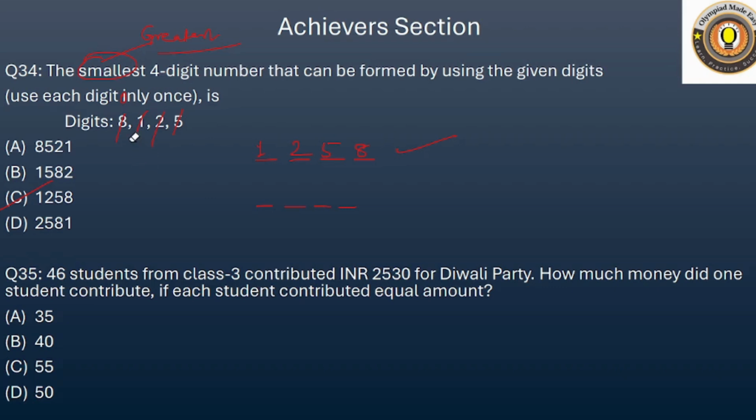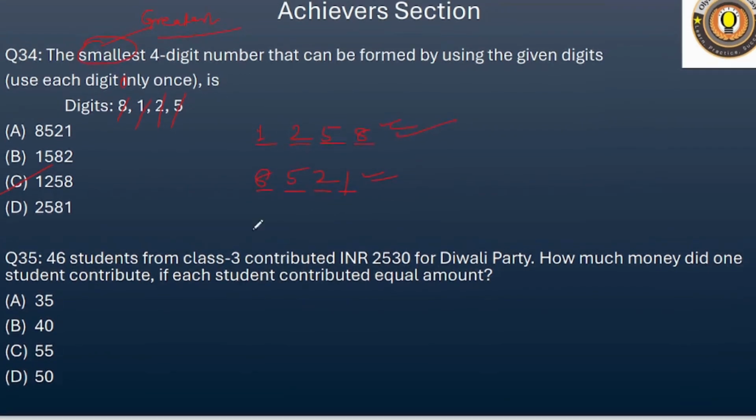And then out of these given four digits, since it is asked greatest, which is the largest digit? 8. Start with 8. Then among left digits, which is the greatest? 5. Then 2. And then 1. So this will be the smallest. This will be the largest or greatest number, 8, 5, 2, 1.